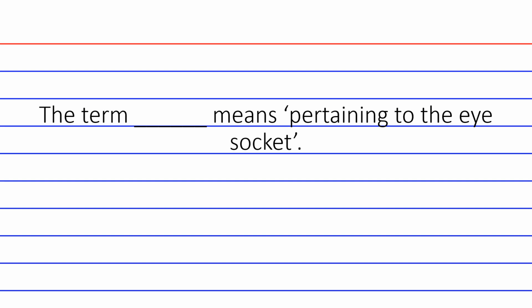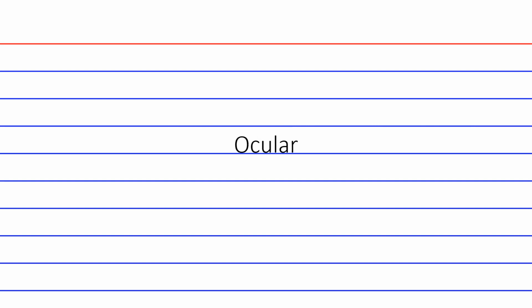This term means pertaining to the eye socket. The answer is ocular. Think about ocular lenses, right? Seeing. So your eye. So ocular is pertaining to your eye socket.